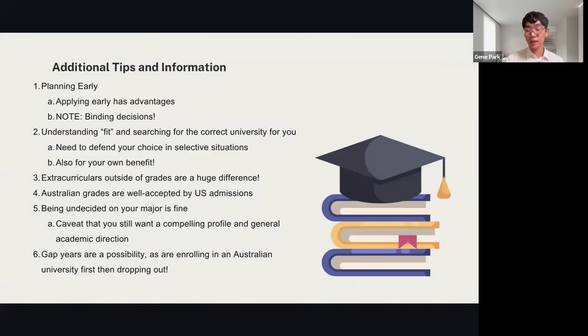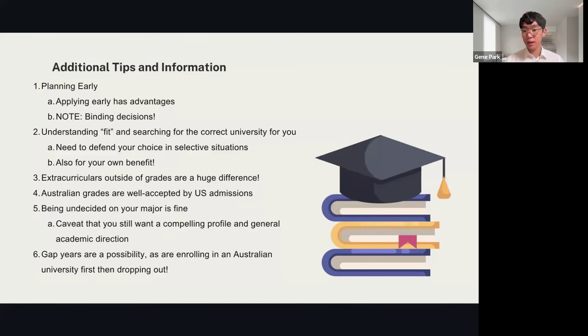Another tip is that a lot of students worry, okay, but what if I'm not quite sure of what I want to major in at university? Or what if I'm not quite sure of what I want to do? That's completely fine, actually. In most applications, even to the most selective ones, there is an option to simply not indicate, or tell them you're still considering what to choose in terms of majors. So being undecided in your major is completely fine. Now, the caveat is that you still want a compelling profile and a general academic direction. Not having a major, no problem. Not having direction, goals, or values, that's a problem. You want those at the very least, right?